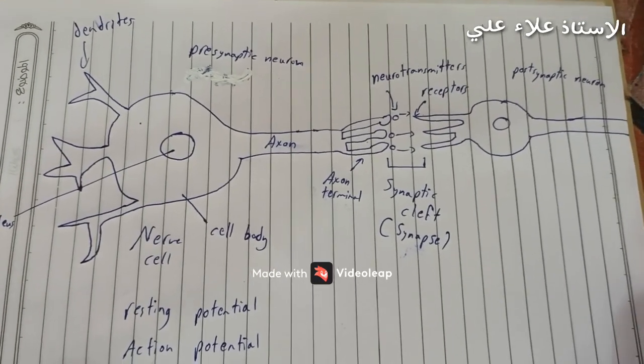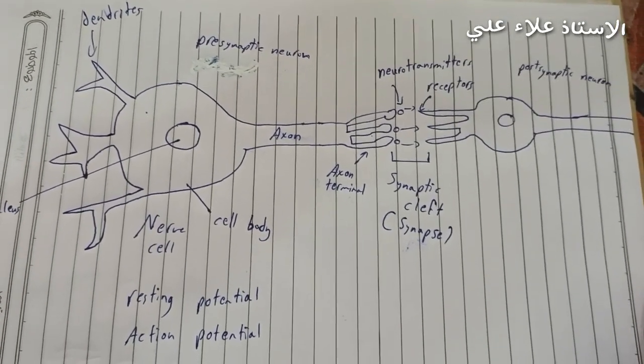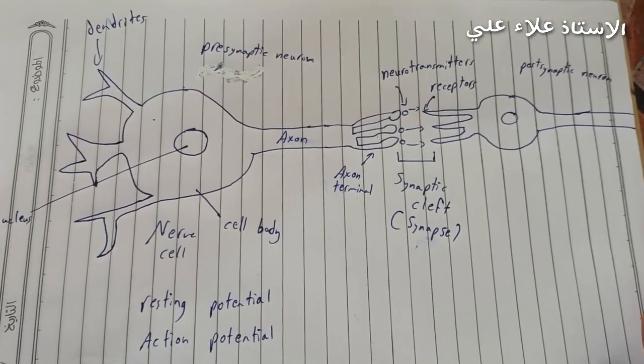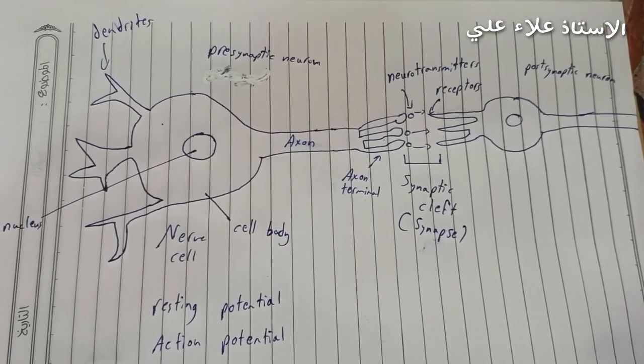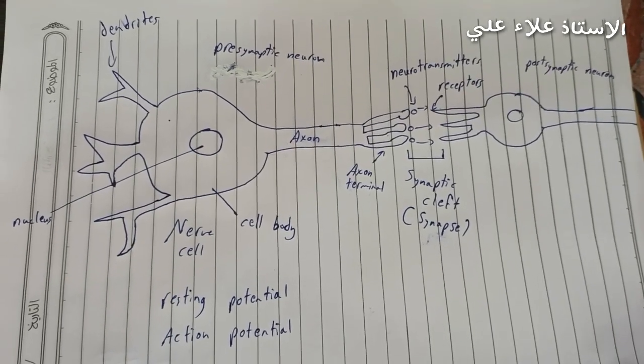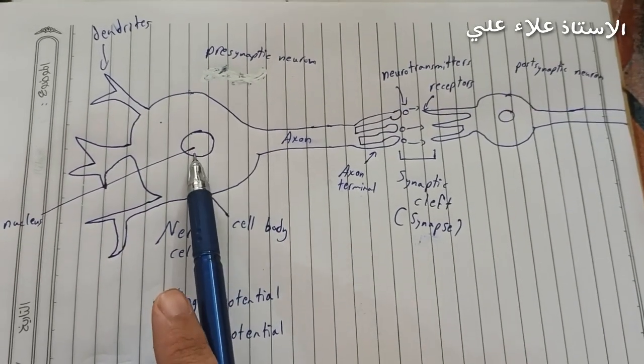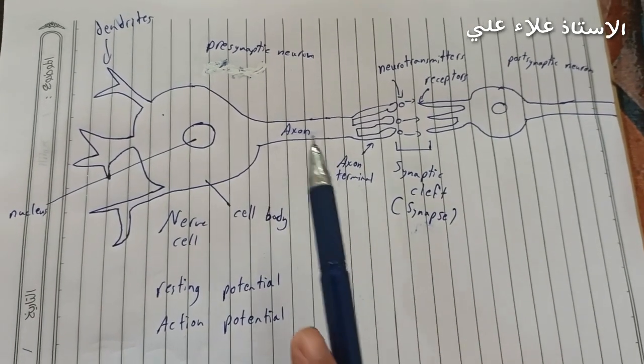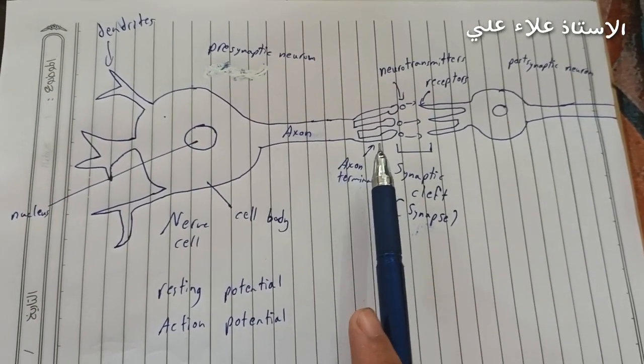Hello everyone, today we explain how neurotransmitters are transferred from one neuron to another. Before we start, we should be able to annotate the neurons. The most important things up till now are the nucleus, which is in the middle, the cell body, the dendrites, and the axon, and this is the axon terminal.